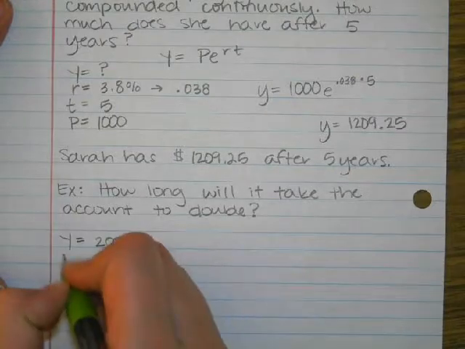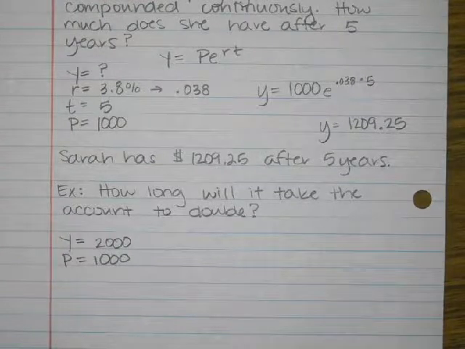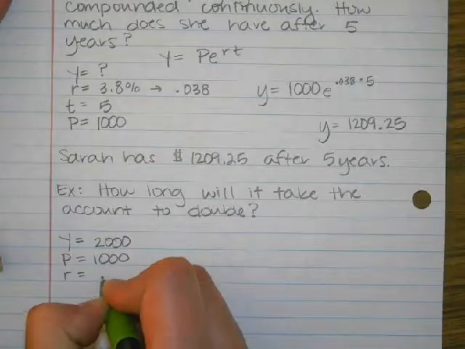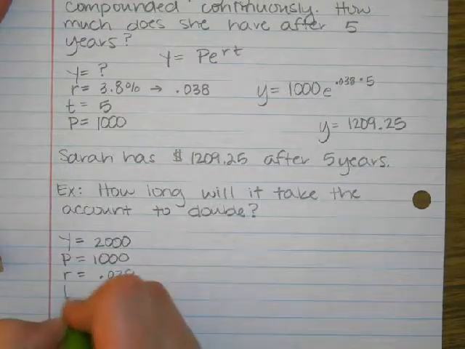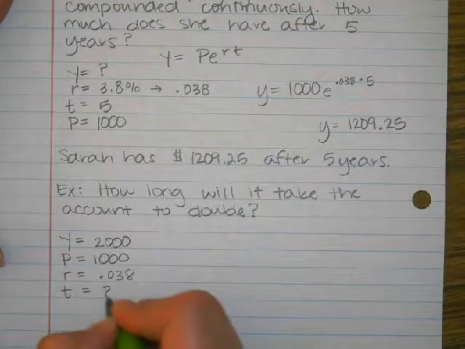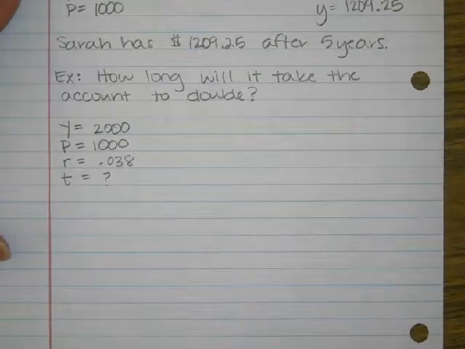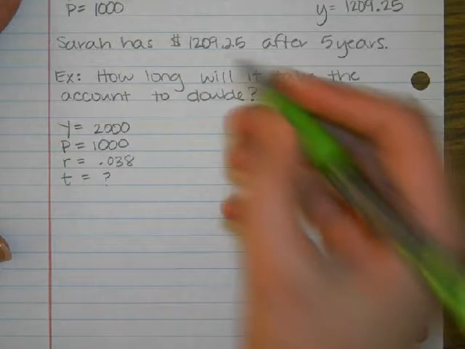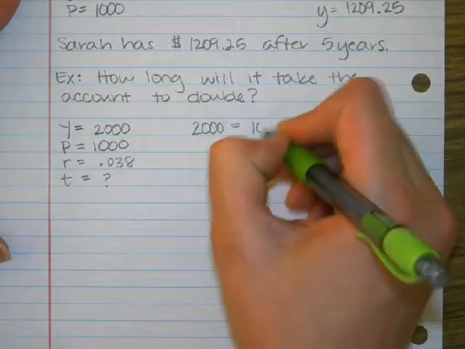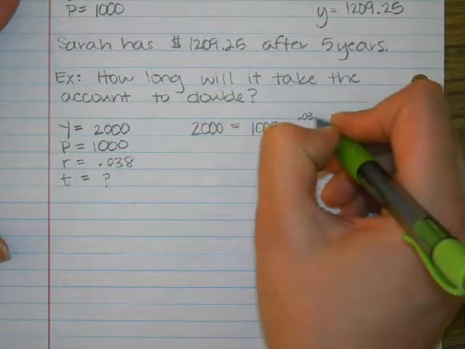The p value is going to stay the same. That's going to stay 1,000. Is the r value going to change? No, still 0.038. Is the t value going to change? Yeah, the question is how long, so that's what we don't know. How long is the thing we're solving for? So we're going to say y equals p times e to the r t.